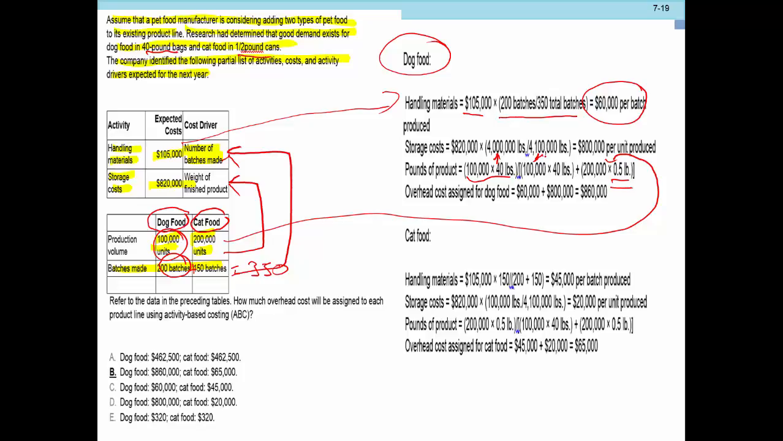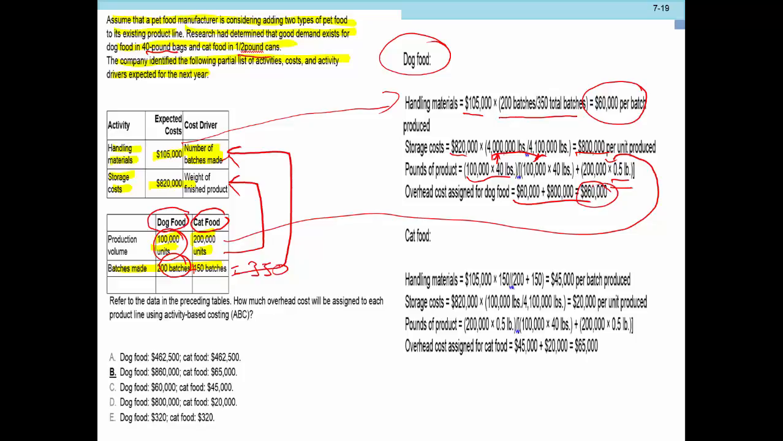So now we go ahead and just allocate that. The dog food's taking up most of that resource, right? And so of the 820,000, 800,000 goes to the dog food. And so we add those two together, the amount per batch for the materials handling and the amount per pound for the storage cost, and the cost of the dog food is 860, right?